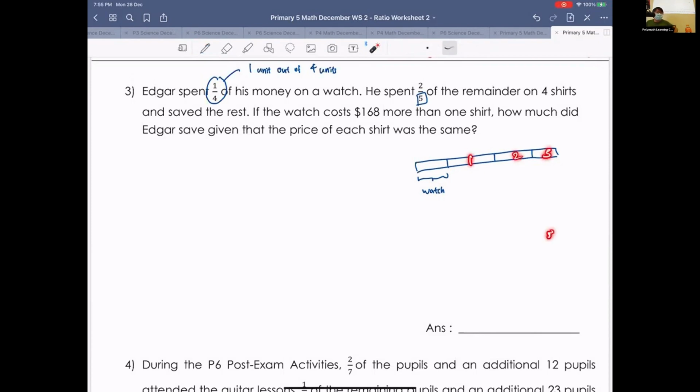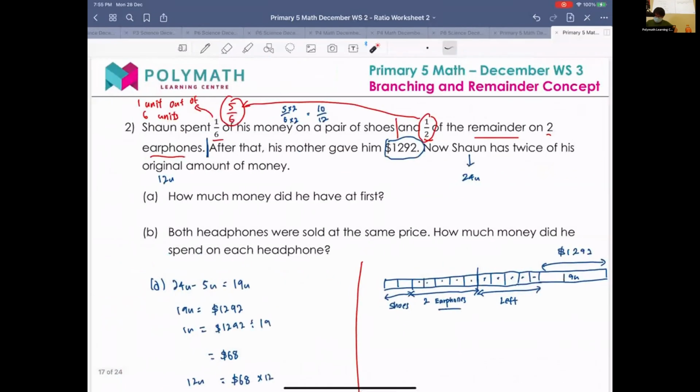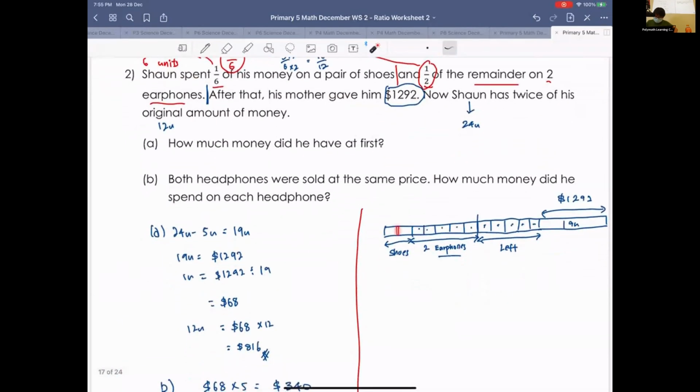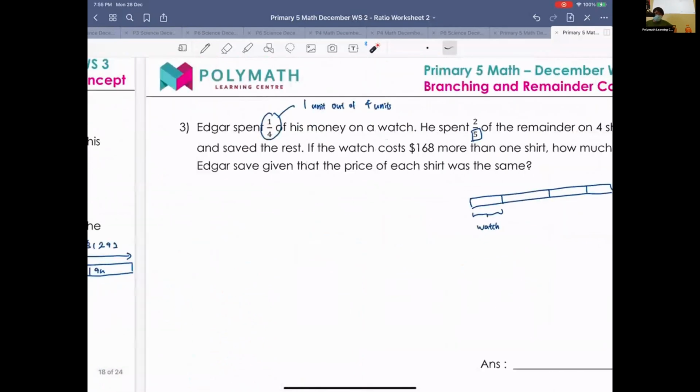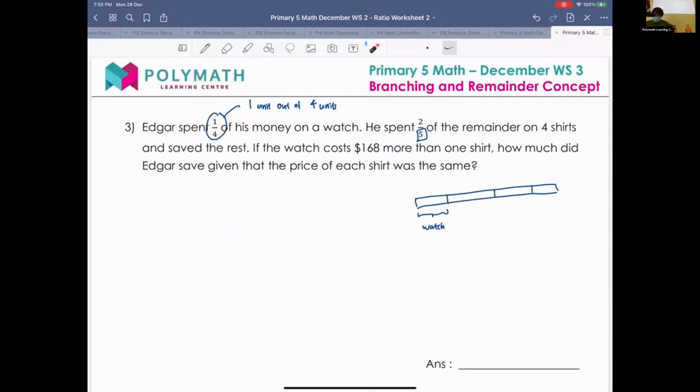That means I am now again forced to cut my units. Just like just now, I was forced to cut 1 unit into 2. Now I am forced to cut 1 unit into the lowest common multiple of, you see, he spent 2 out of 5 of the remainder. But the remainder is 3 units. How do I separate it into 5?